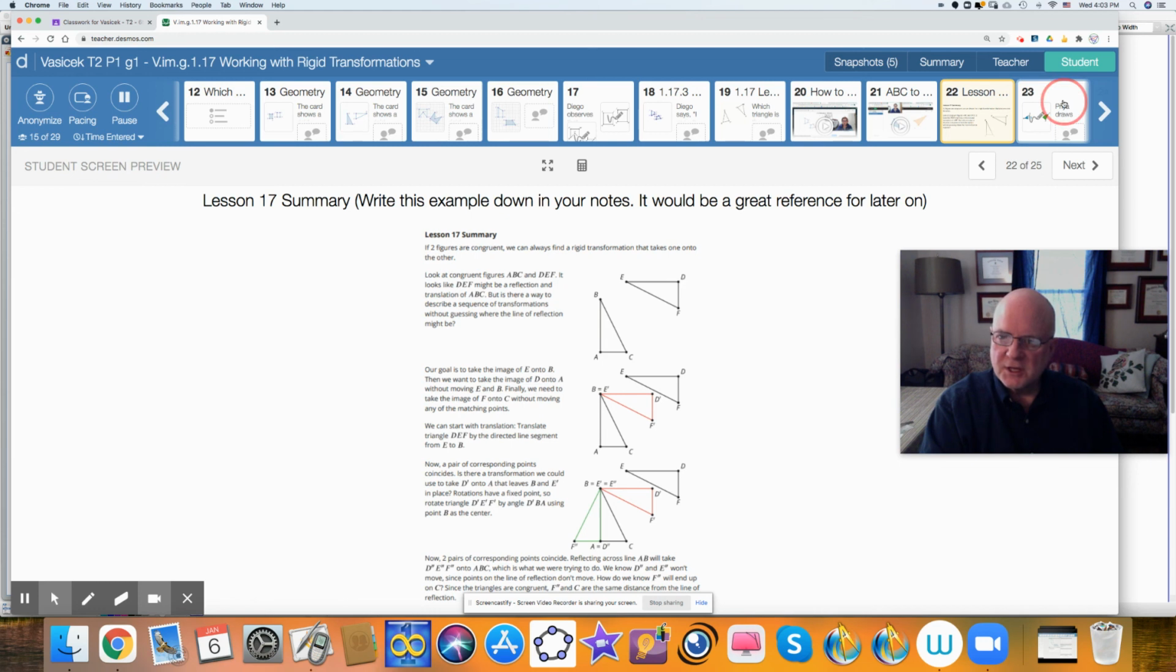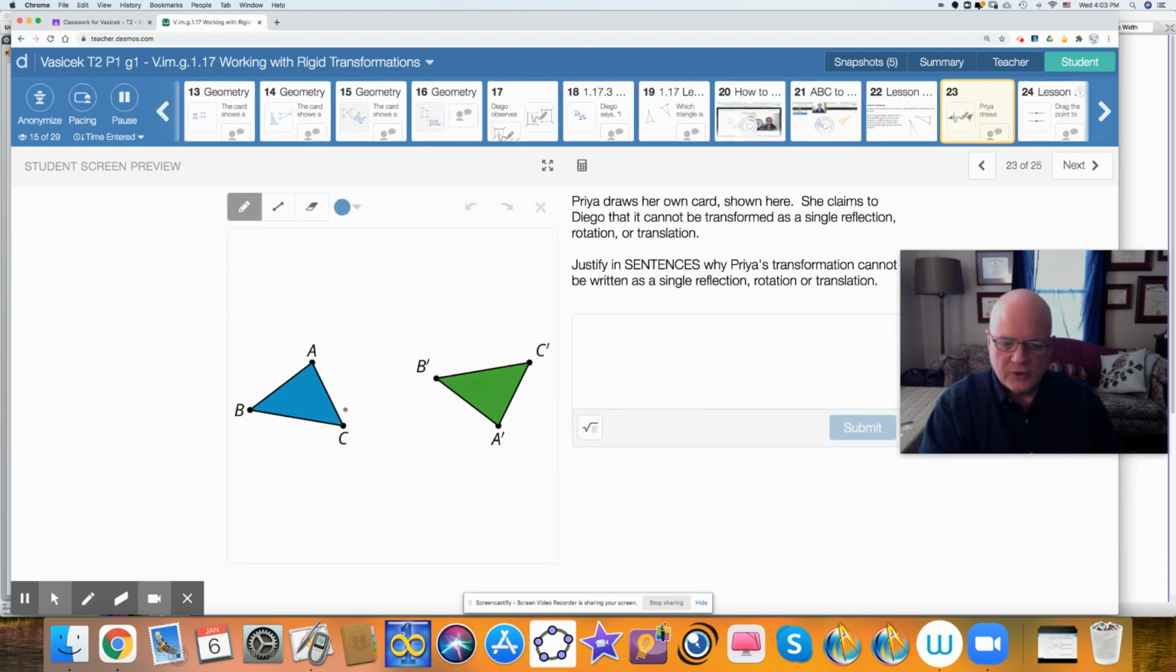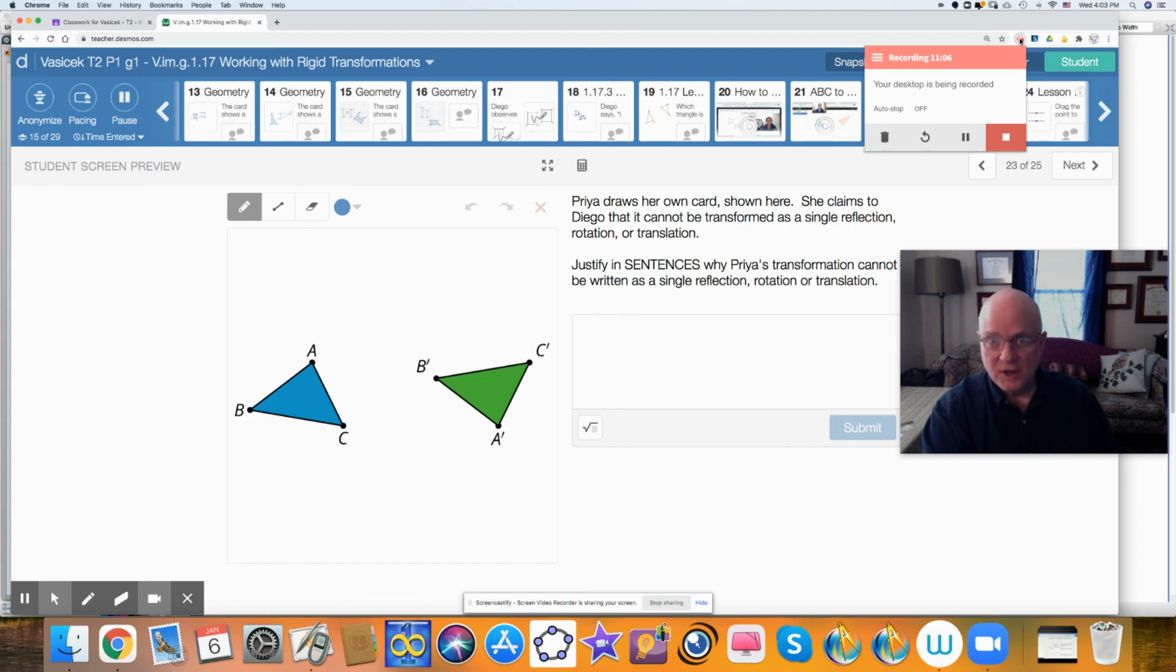So for the exit ticket, here Priya has made up these two triangles. And she says it's impossible to get from one triangle to the other with either a translation, a reflection, or a rotation. Your objective is to say why. And then you tell me how well you did for today's lesson. So good luck and success.